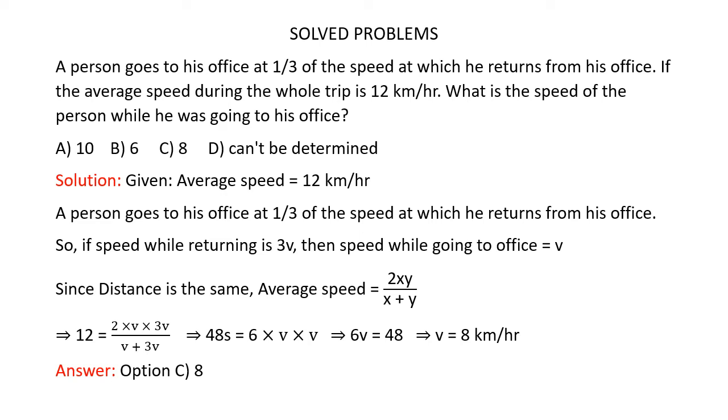So substituting all these values in the formula, we get 12 is equal to 2 multiplied by v multiplied by 3v divided by v plus 3v. On solving this, we get v is equal to 8 kilometers per hour. So the man's speed while going to the office is 8 kilometers per hour. So the correct answer is option C, 8.